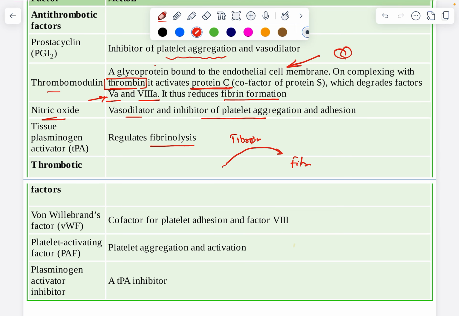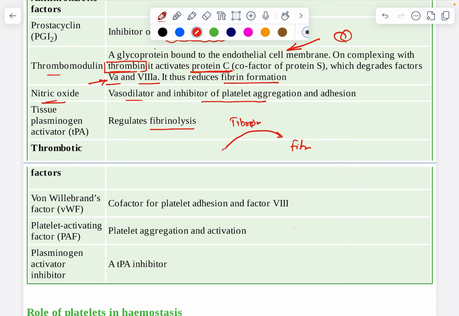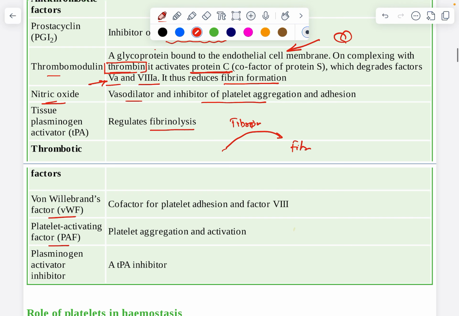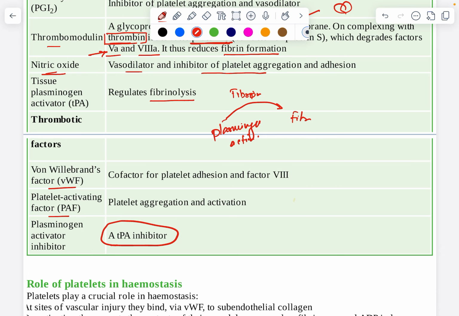What are the thrombotic factors? The factors that cause thrombosis. These are von Willebrand factor, platelet activating factor, and plasminogen activator inhibitor. Now you see tPA, tissue plasminogen activator, which breaks the fibrin down into small fragments. This activator is inhibited by PAI, the inhibitor. So if this is inhibited, clots cannot be broken down. Fibrinolysis cannot happen. That is the thrombotic factors.